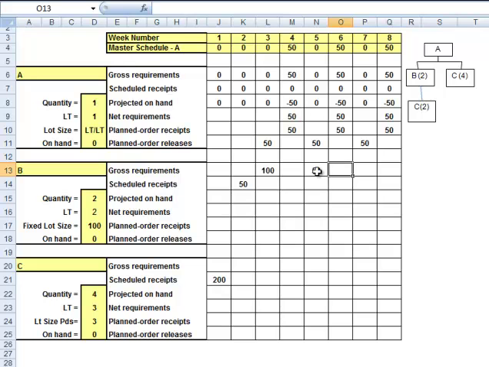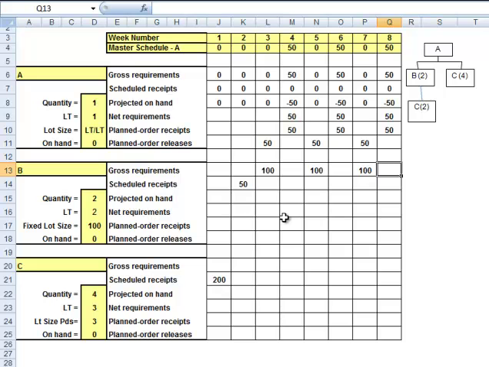And then finally, I made a mistake there. Let me change that. Okay, finally in time period 7, I have another 100 that's going to be needed. So I've calculated the gross requirements for the dependent demand part B.